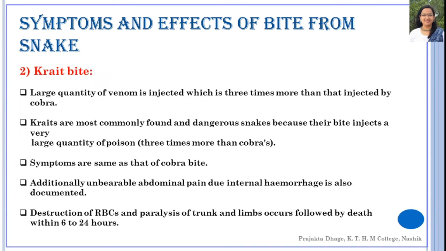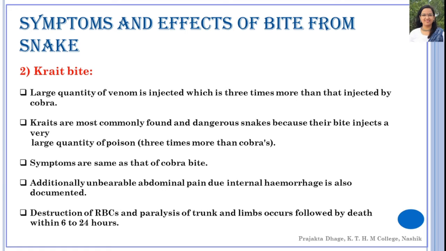Now, the next snake is a krait. A large quantity of venom is injected when a krait bites. This amount is 3 times more than that injected by a cobra. Kraits are the most commonly found and dangerous snakes because their bite injects a very large quantity. Krait bite symptoms are the same as those of the cobra bite.